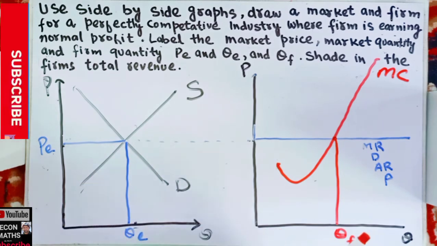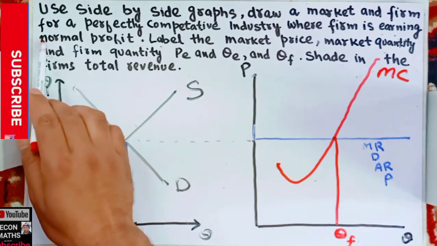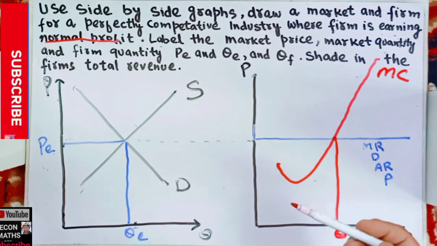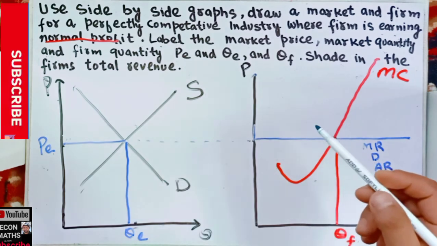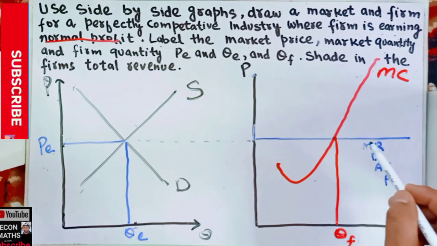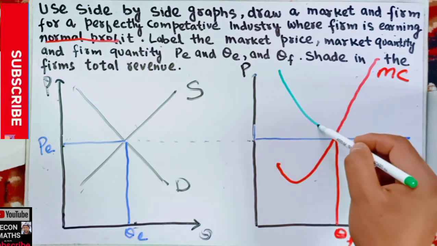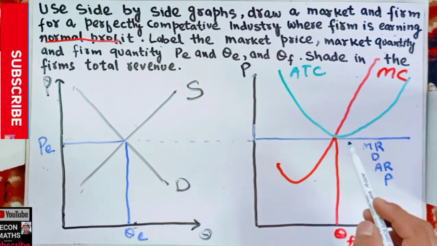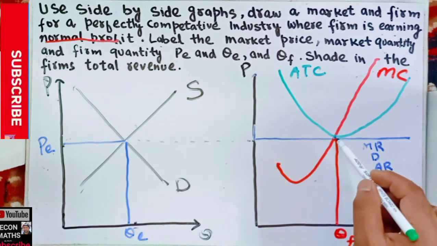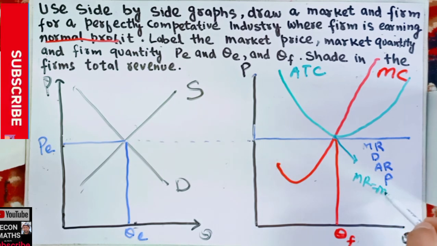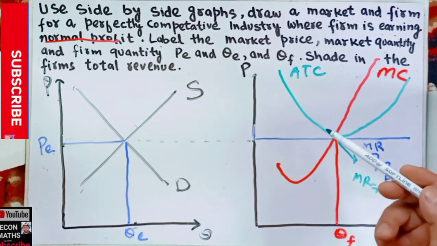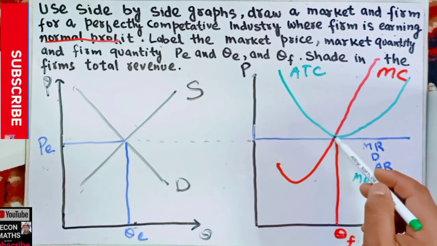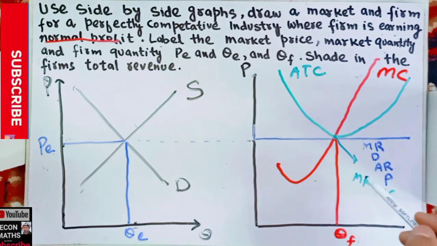Now after that, since the firm is earning normal profits, which is also called zero economic profit, we draw the average total cost curve where it is tangent to the point where marginal revenue is equal to marginal cost. So the average total cost curve will look like this. It is tangent to the point where marginal revenue is equal to marginal cost. This is obviously the lowest point of the ATC, where it touches the point where marginal revenue is equal to marginal cost.